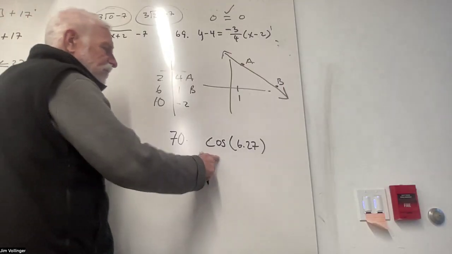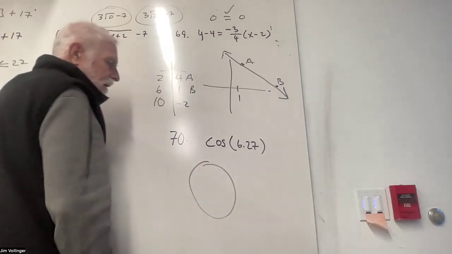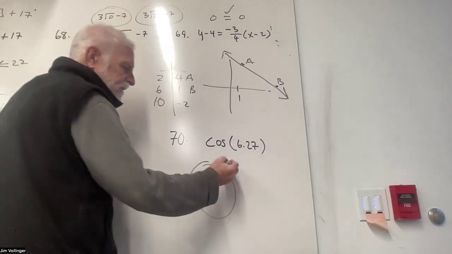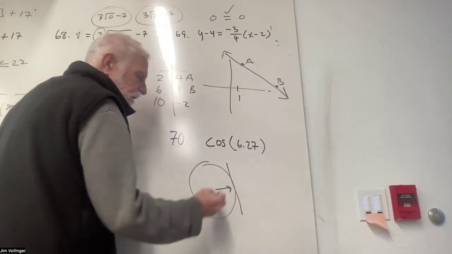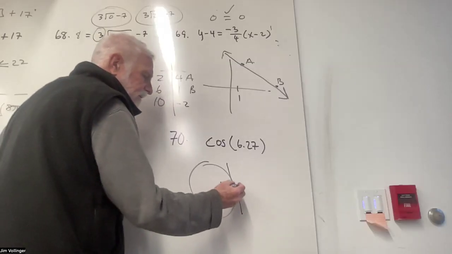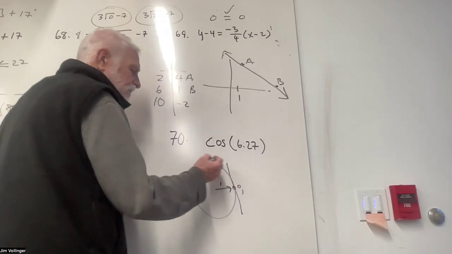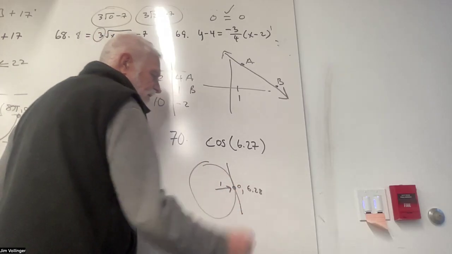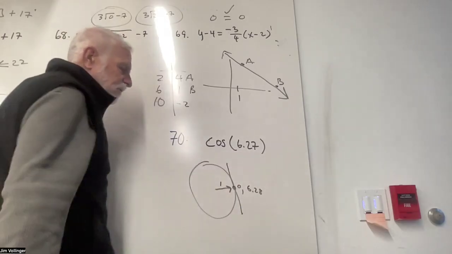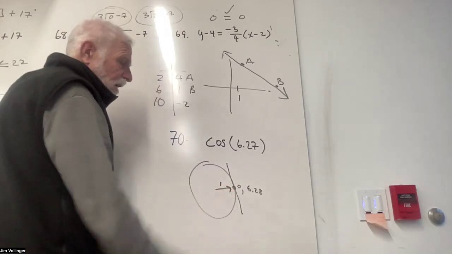Cosine is 6.27. Well, in the last problem, we looked at heights. Cosine's widths. Widths in the unit circle get biggest over here at 0, and once around the circle. Oh yeah, we called that 6.28 2 minutes ago. And I'm at 6.27. Well, you tell me how I'm going to draw that.